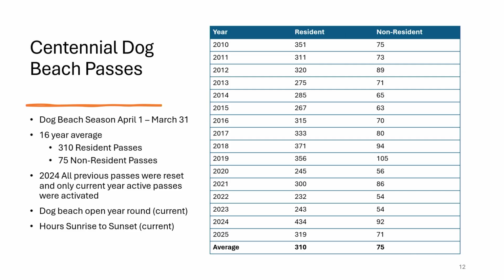Here you'll see the Centennial Dog Beach passes that we've sold to date from 2010 to 2025 thus far. On average, we sell around 310 to residents and around 75 to non-residents. In the year 2025, with the data that we just compared to, we've sold a total of 390 passes for the season. Also wanted to make note of the Dog Beach hours, the current hours.